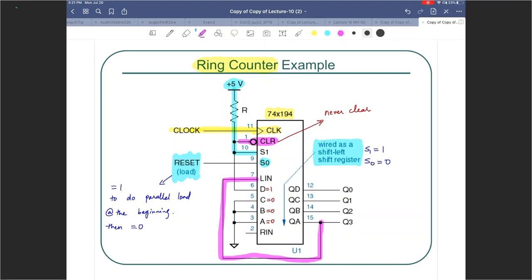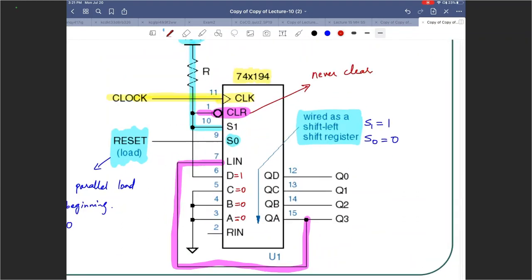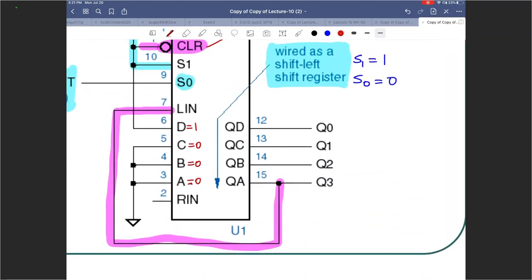Now, what is going to happen at the beginning? We already said that at the beginning, we make S0, this signal, 1. When you make this 1 and you have a positive edge of the clock, we do a parallel load, which means the outputs Q0, Q1, Q2, Q3 will, soon after the positive edge of the clock, be 1, 0, 0, 0.